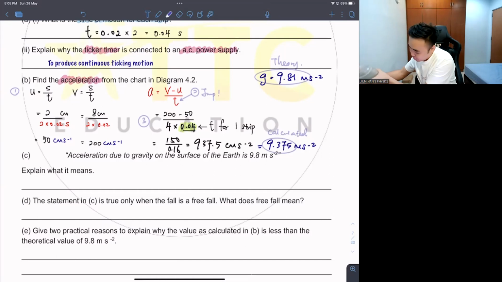Because if you think about it, what's around us that will make you go slower? Exactly. Surrounding us, we have air friction, we have air resistance. Air friction, air resistance, same meaning.